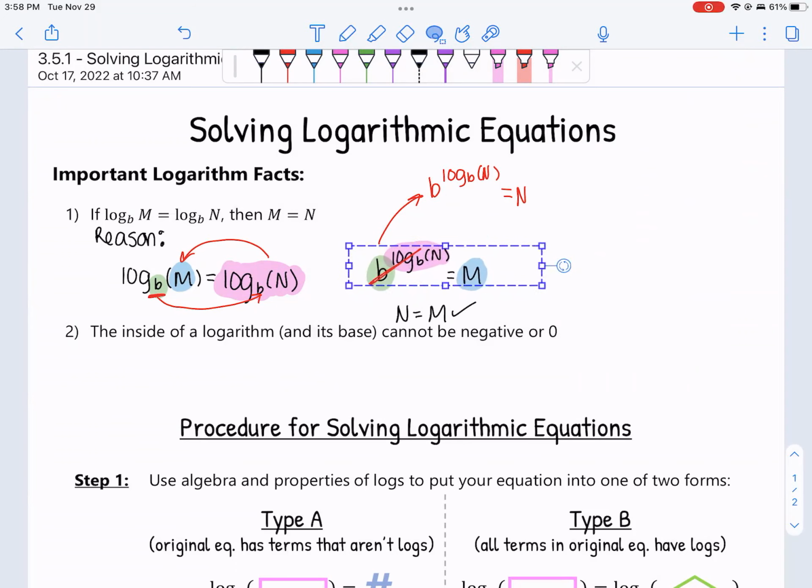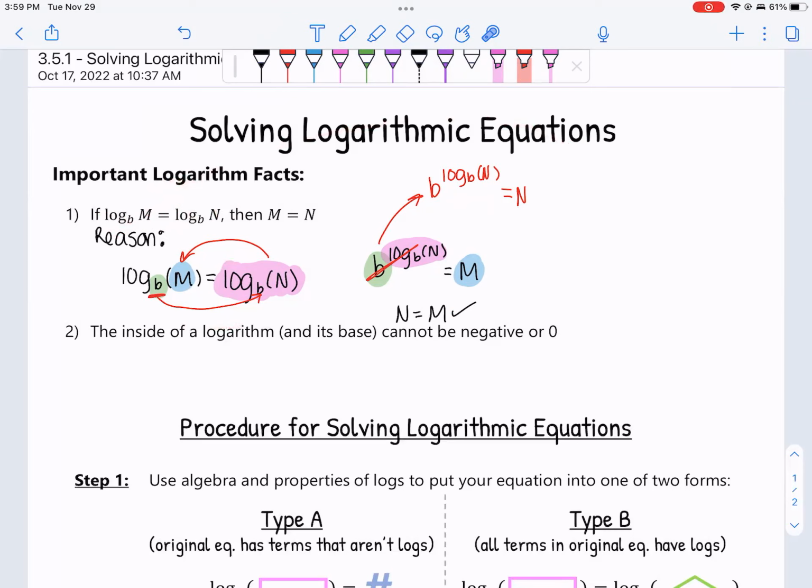So if you have two logarithms with the same base, one logarithm on one side and one log on the other, you can set those insides equal to one another and solve that equation. Because if you have two logs equal to one another, their insides must be equal, as proved right here.